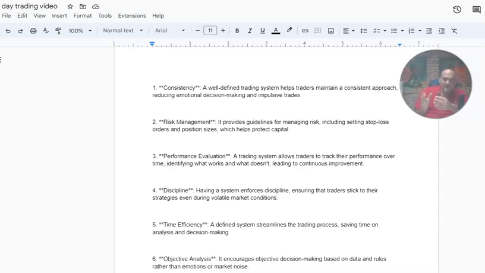The next thing it does for you is risk management. It provides a guideline for risk management, including where your stop loss orders go and position sizing, which is a completely different video, because you don't realize how important position sizing is. Position sizing is really the key to you reaching your objectives. And in this course, I'm going to do a couple of position sizing models.